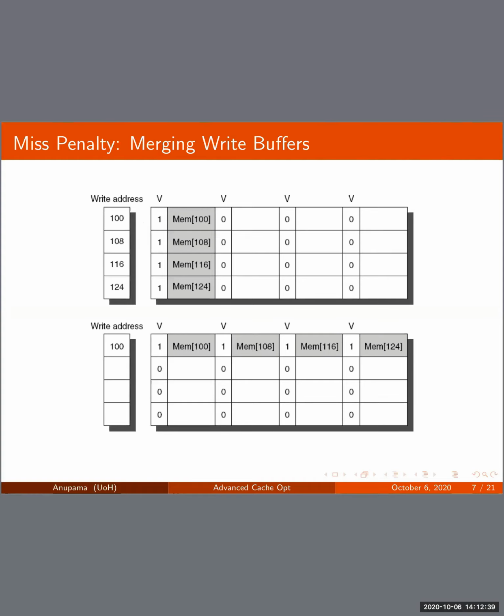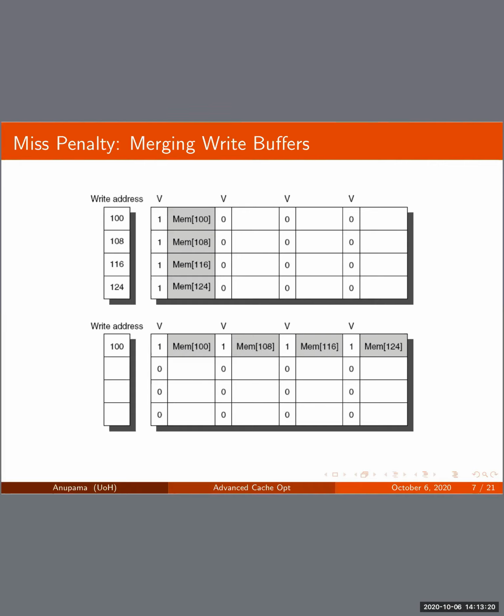Okay, merging write buffers. I don't remember seeing this in any of them. Could be wrong, but let me just talk about this because if you look at the first figure in this slide, we are trying to write to addresses 100, 108, 116 and 124. Now the write buffer can hold, supposing it can hold 4 8-byte quantities. It's like a wide word, okay?